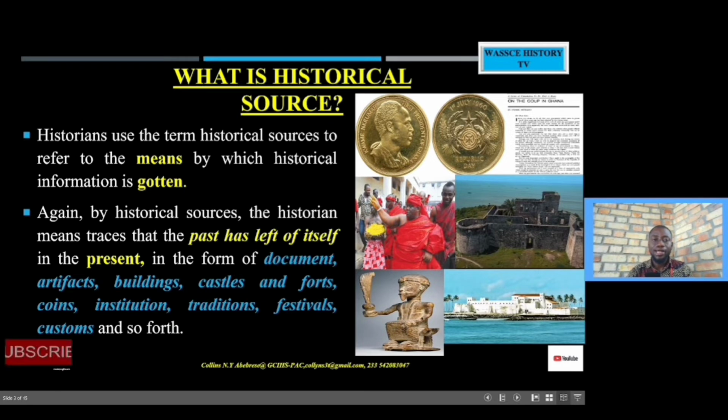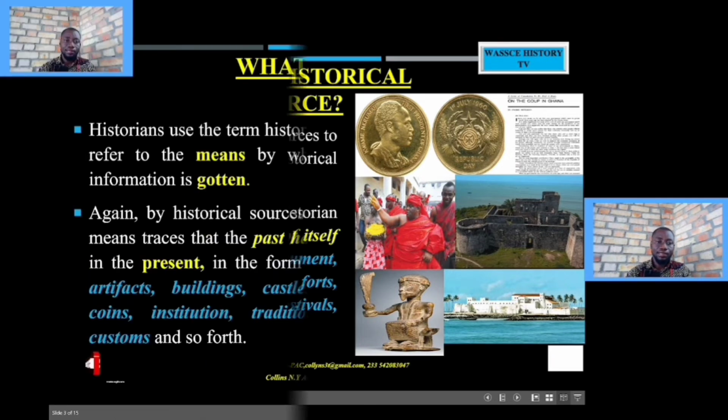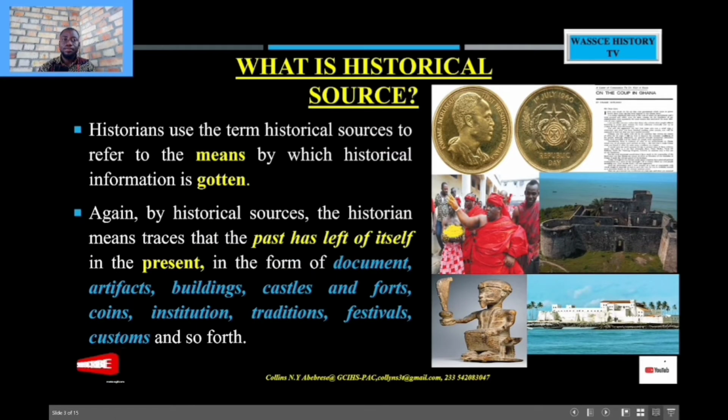And that is why historians say that sources mean the traces that the past has left of itself in the present, in the form of, it could be documents, memos, diaries, and other things, all right? And all these things provide information for the reconstruction of African history.